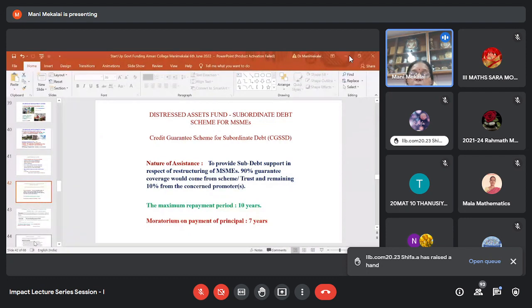Distressed asset fund is also available, or what is called the subordinate debt scheme for MSME. It is also basically a credit guarantee scheme for subordinate debt, wherein the support or assistance available is actually providing debt support in respect of restructuring of MSME. So MSME is being restructured, and it is no longer the micro and small enterprises alone, but all types of industries in the current context.